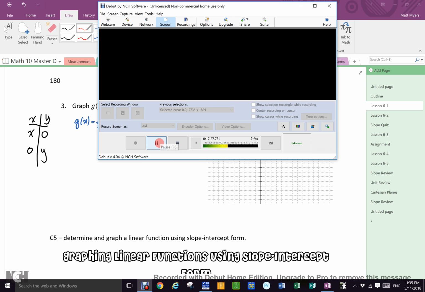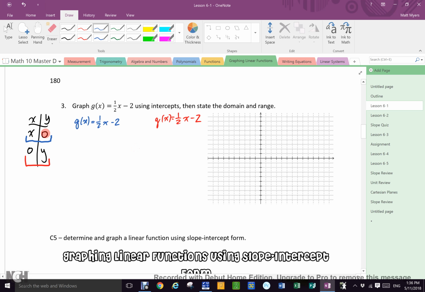I'm going to pause the recording. I'm going to work with these values in blue. Where does the 0 go? Where the gx is, this whole side. 1/2 x minus 2. How do I get x by itself? I add 2 to both sides. 2 equals 1/2 x. How do I get rid of this denominator? I multiply both sides by 2. 4 equals 1x, which is just x.